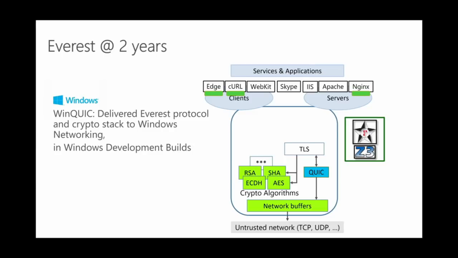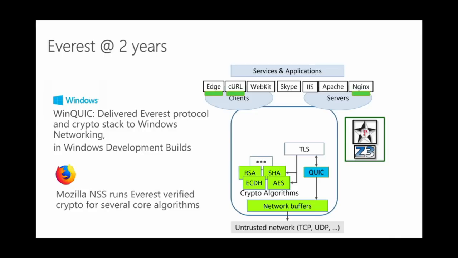But aside from these test deployments, we have 2 main production scale deployments. Windows is developing an implementation of QUIC called WinQuick, and WinQuick uses TLS, and Everest's TLS runs in WinQuick and is now part of the Windows development builds. We also, being open source, have our code running outside Microsoft. Mozilla's NSS library, which is used in Firefox and in other Mozilla tools, runs Everest crypto, specifically the crypto algorithms, not yet the protocol stack.